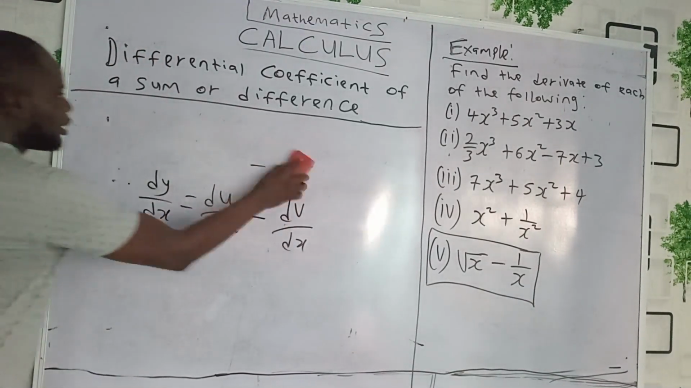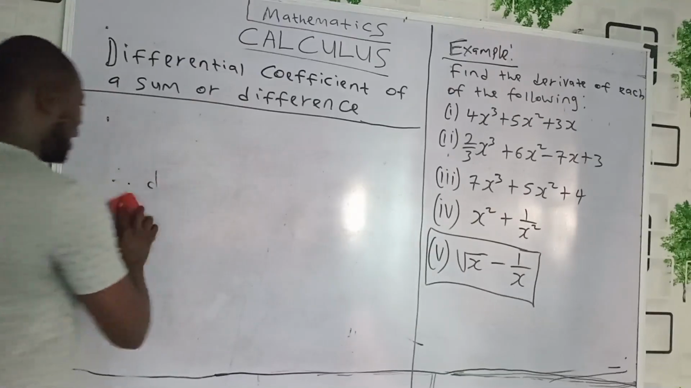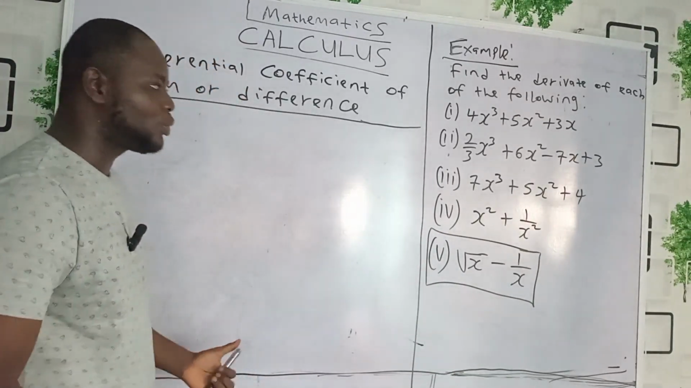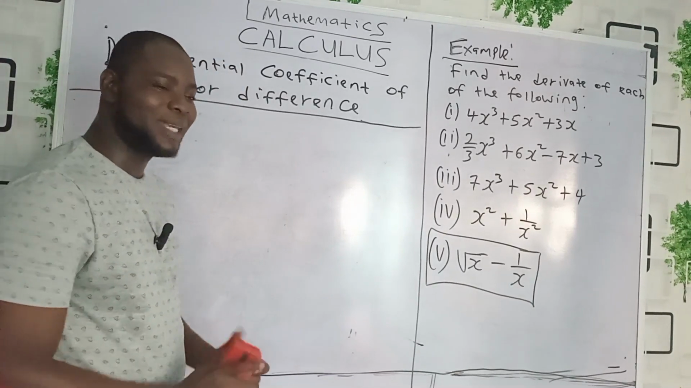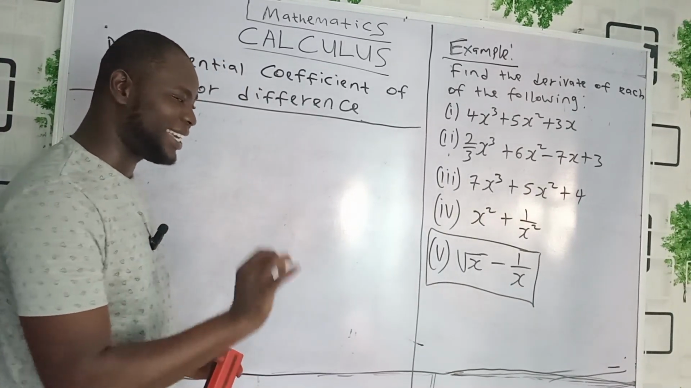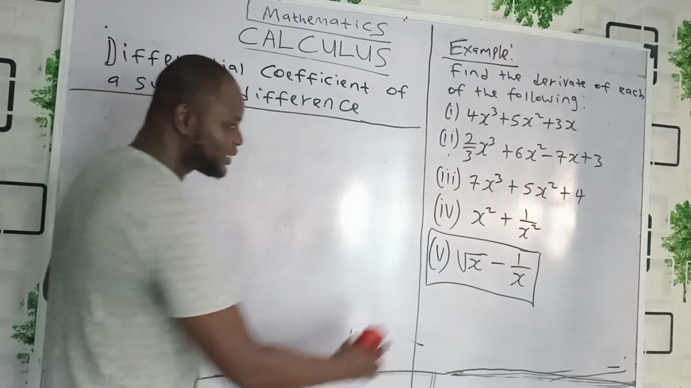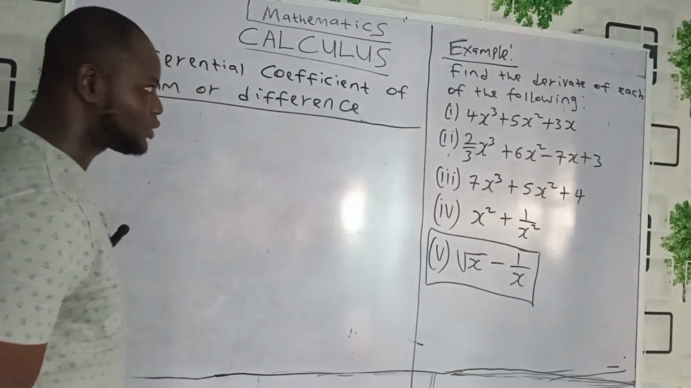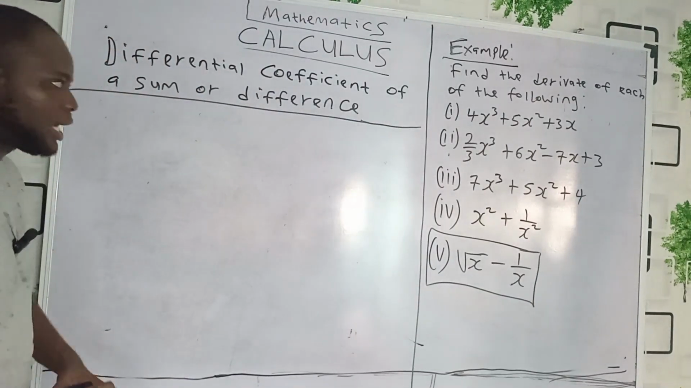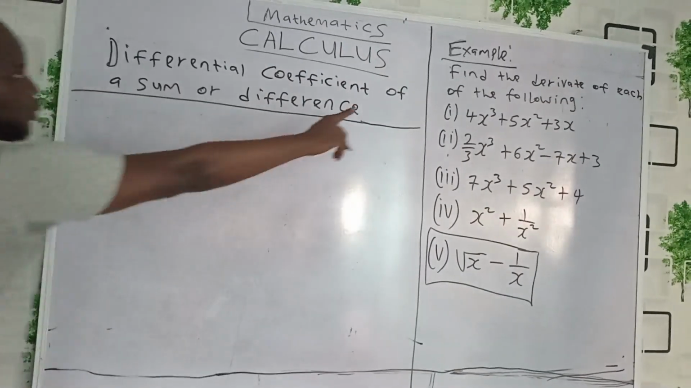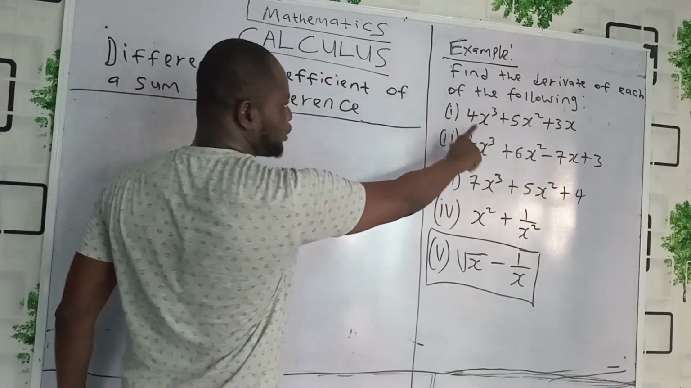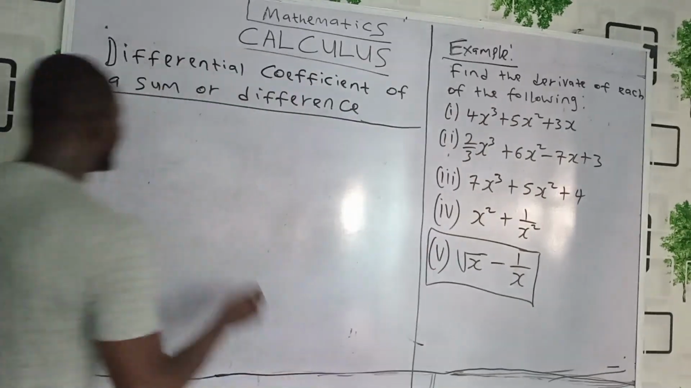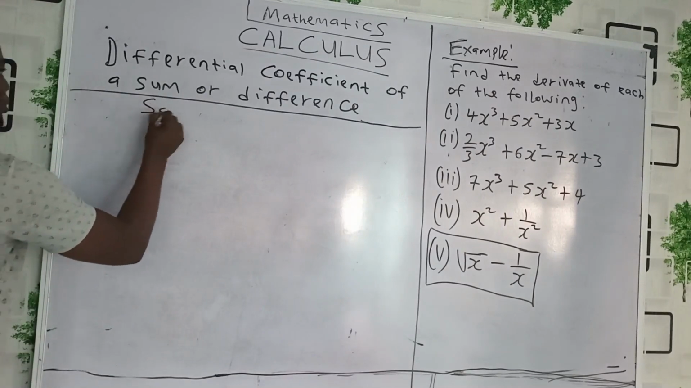Now, let's look at these examples. As usual, whatever questions we want to solve, I always keep one for you as a gift. So number 5 is going to be your gift, but let us do 1 to 4 together. Now let us start. We have this: find the derivative of each of the following: 1, 2, 3, 4, 5. So let's start with the solution.